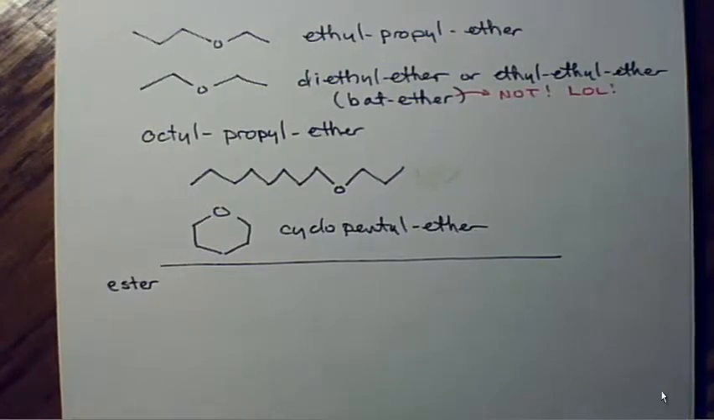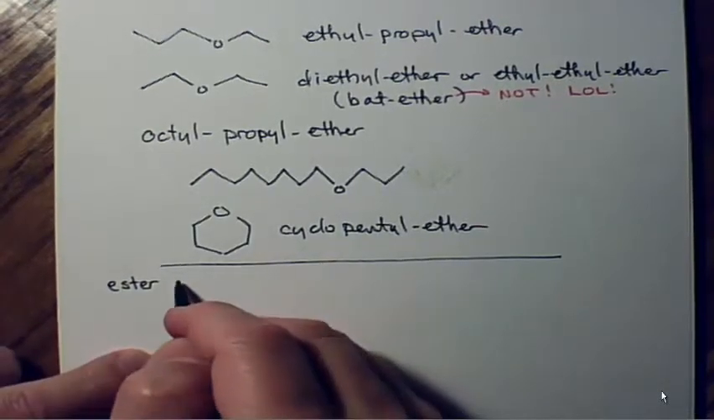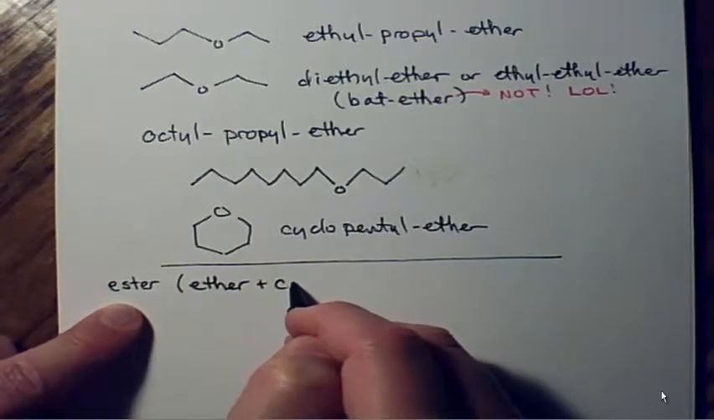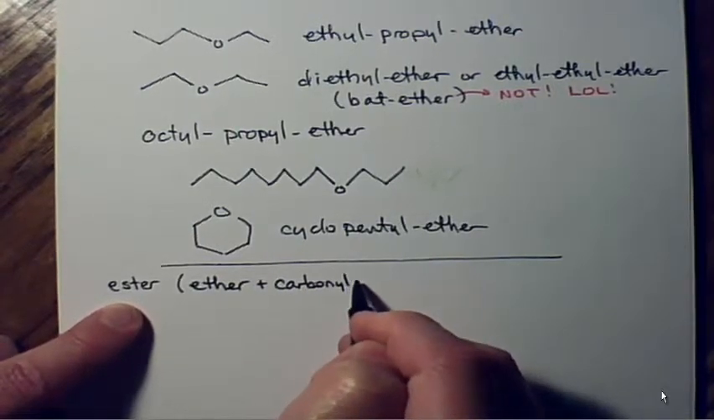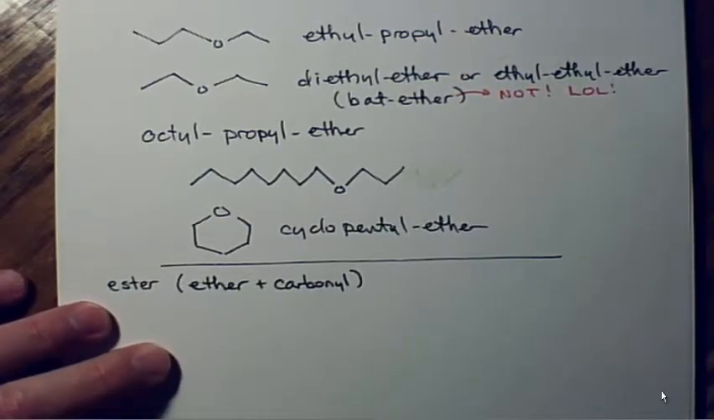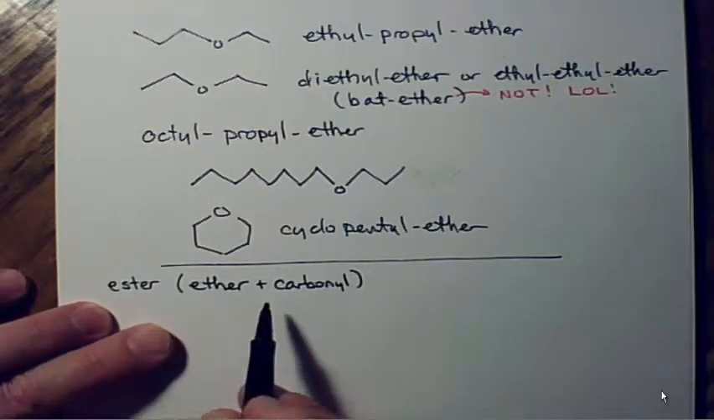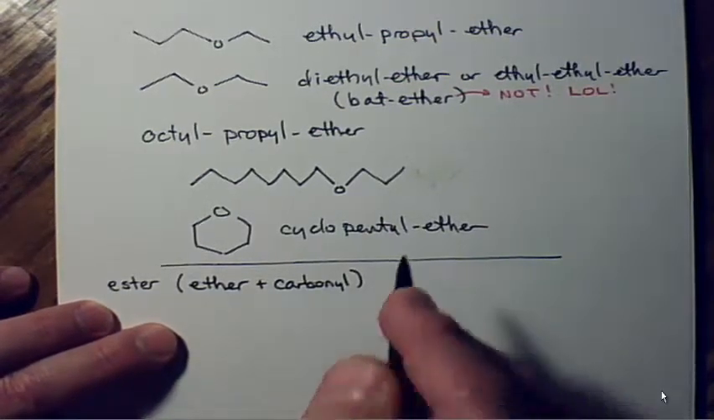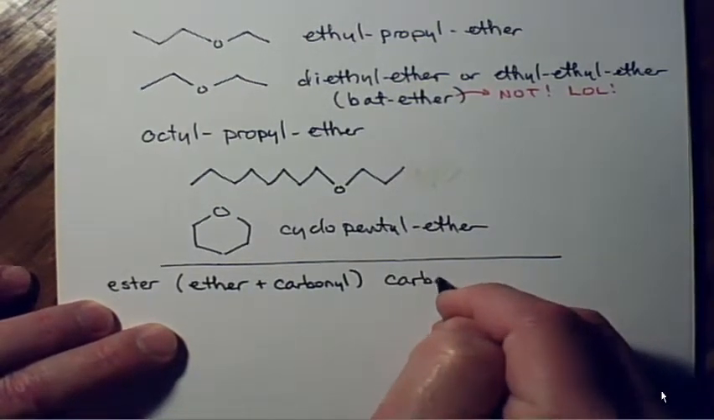Esters. You can think of esters as being ethers plus carbonyls, or ethers plus ketones. All right? Although technically it's not a ketone unless there's carbons on both sides. But if you think about it as an ether plus a ketone, the ketone side, or the carbonyl side, is the parent chain.